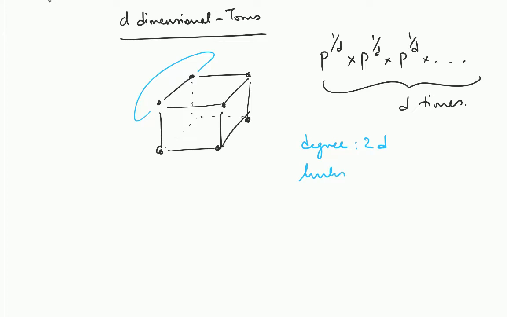What's the total number of links? There's another way to analyze this. Each node has degree 2D, right? And there are p nodes, right? But we've counted every link twice. So the total number of links is pd. Yeah?